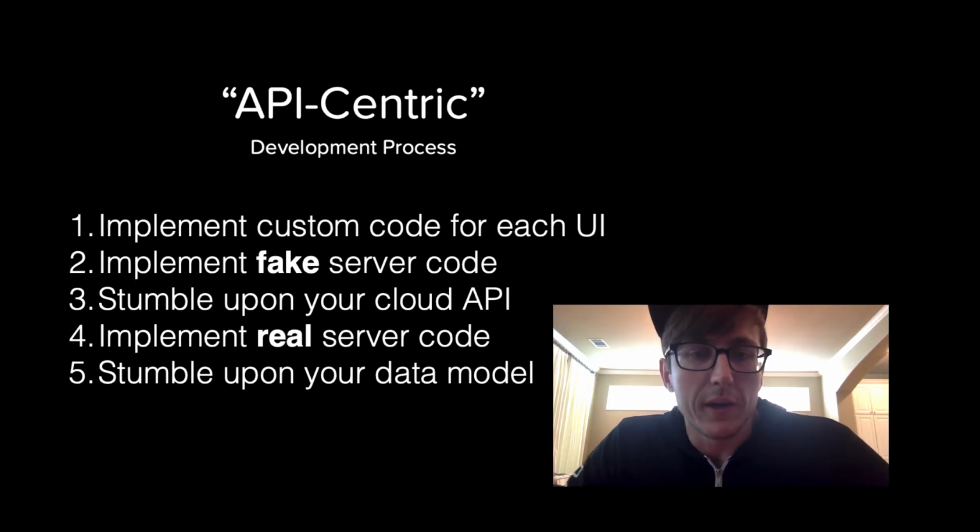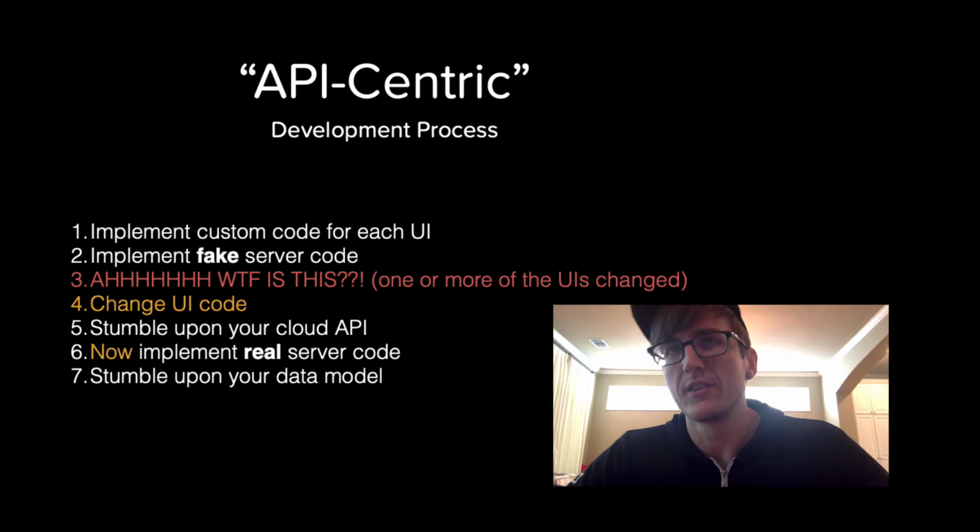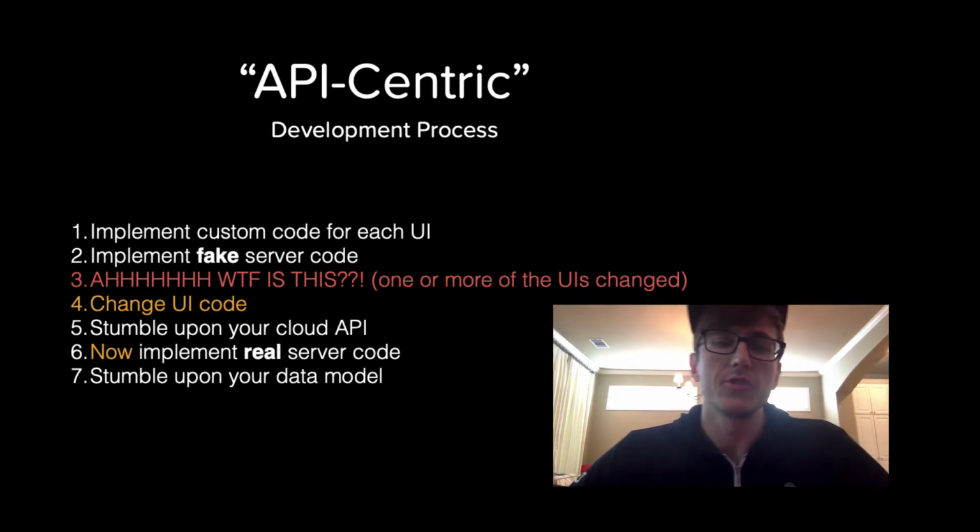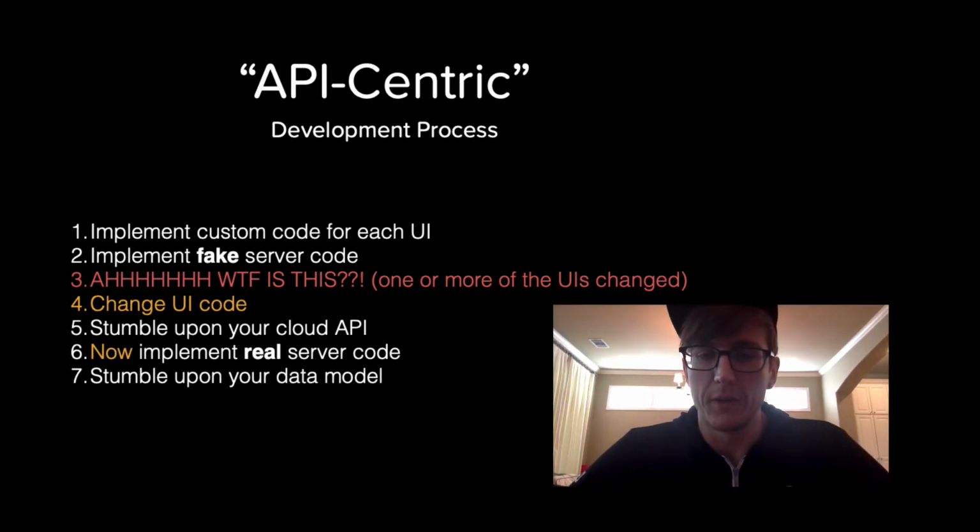So now you implement custom code for each UI. You implement fake server code. It's real fast and doesn't matter. And then you're like, what the fuck is this? Because one or more of the UIs changed. And then you just go change the UI code. And then you stumble upon your cloud API. And now you implement your real server code.